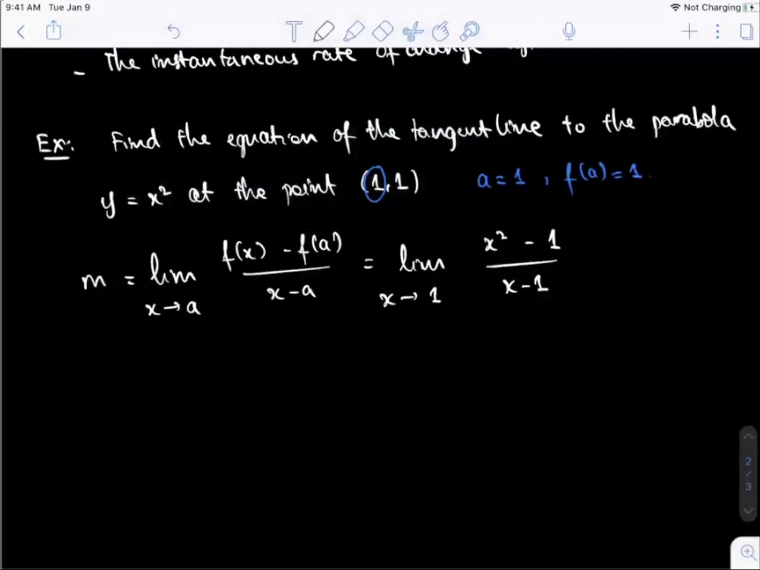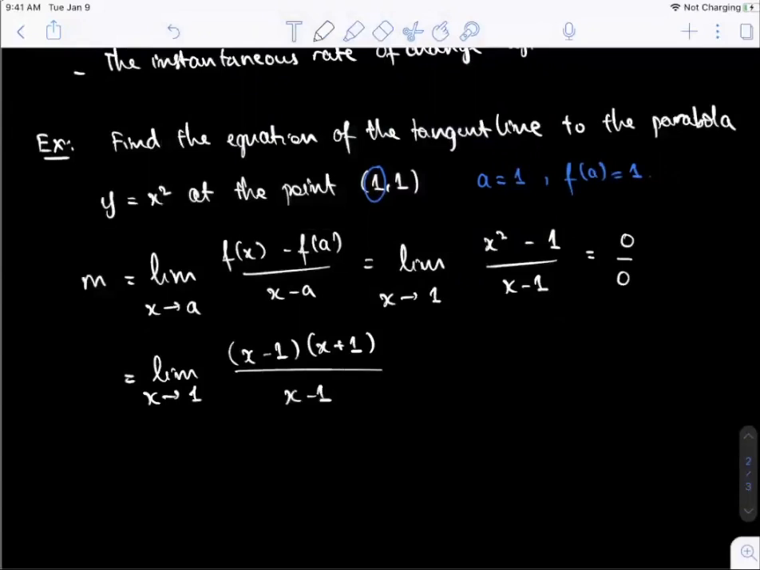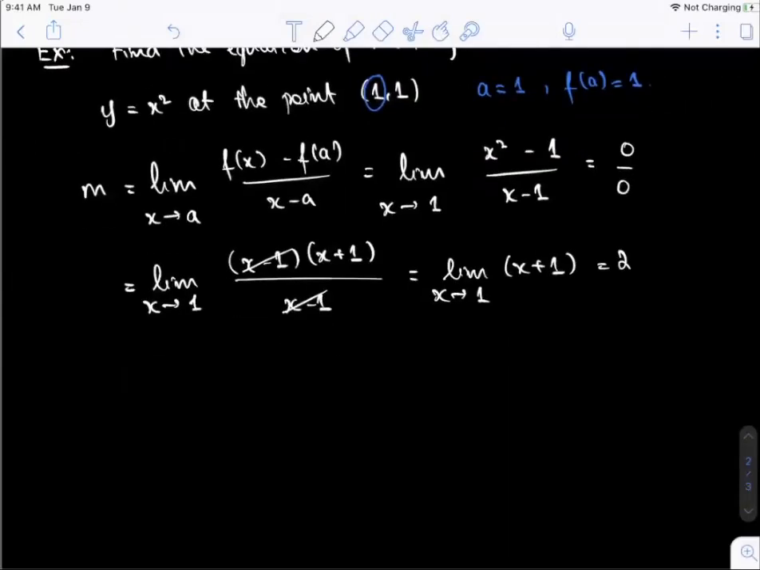Right, if you use direct substitution, you will have 0 over 0, which is the indeterminate form. What you can do is factor the numerator into (x minus 1) times (x plus 1), divided by x minus 1. You cancel out the x minus 1 and you're left with the limit as x approaches 1 of x plus 1, which is equal to 2. Right, the slope of the tangent line is equal to 2.